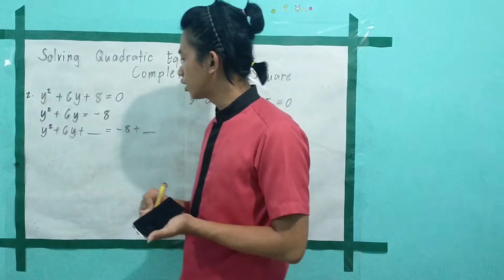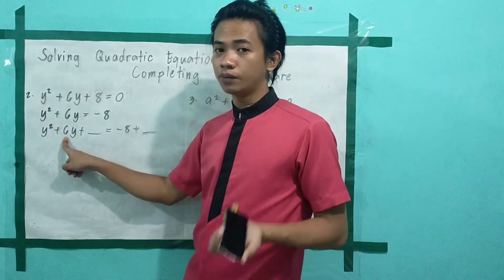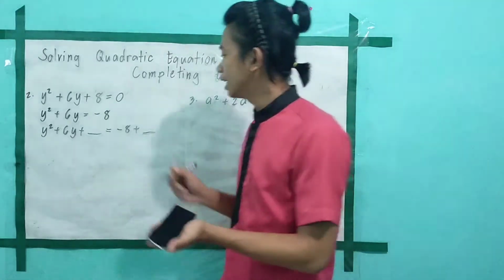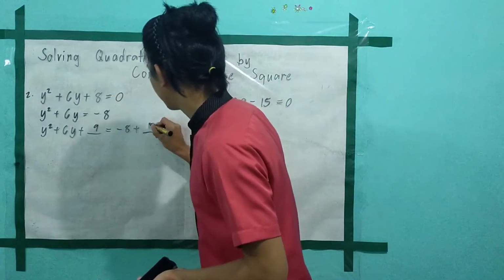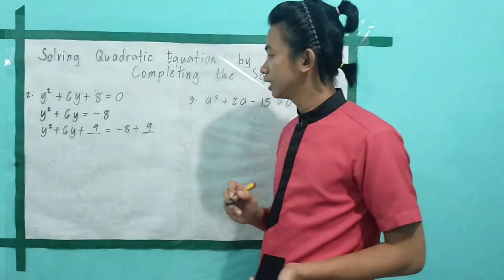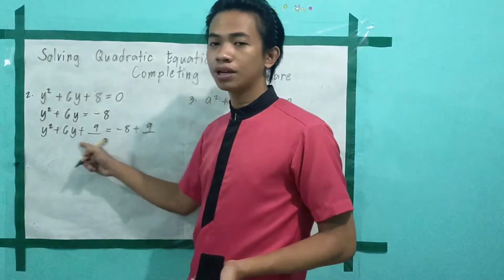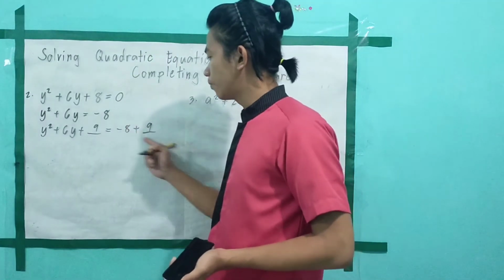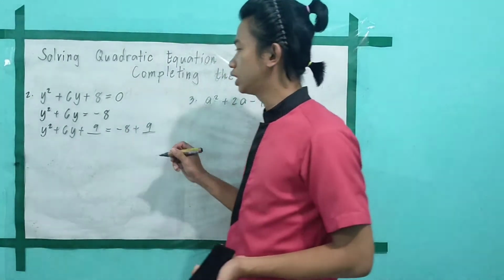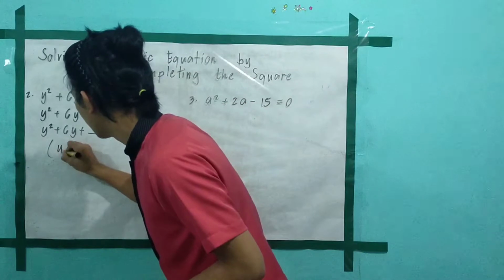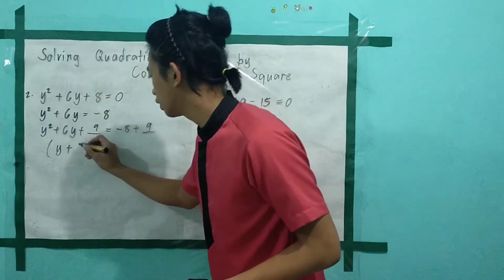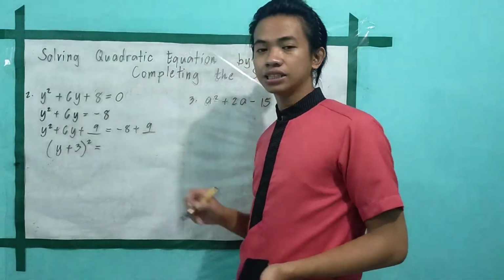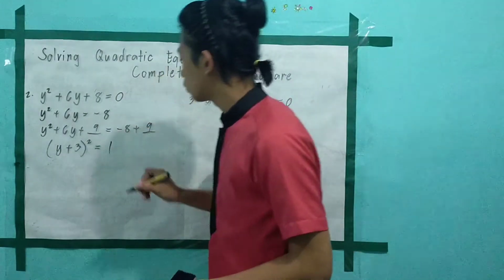To make it perfect square trinomial, 6 divided by 2, we have 3. Then square natin, magiging 9. So mag-a-add tayo both sides ng 9. Then next, since perfect square trinomial na to, i-factor out lang natin siya. And then, simplify na rin natin yung right side ng ating equation. So we have y plus square root of 9, we have 3, then square is equal to negative 8 plus 9. We have positive 1.